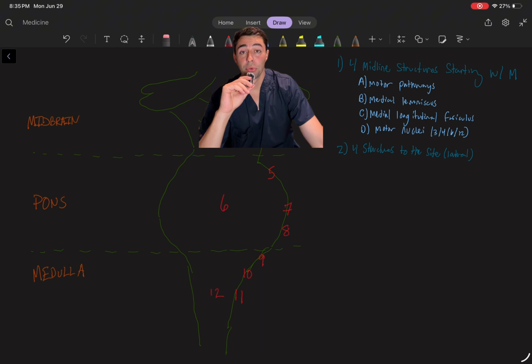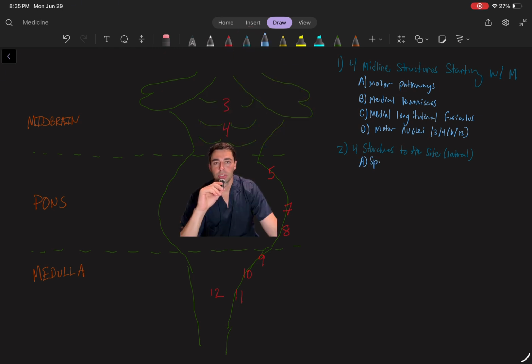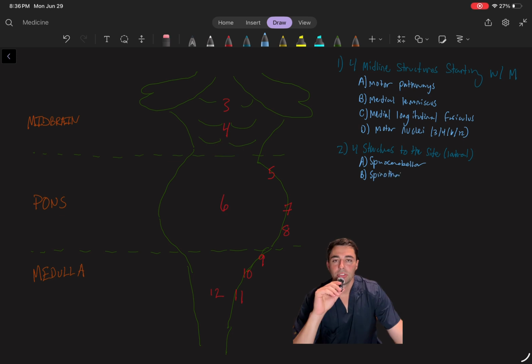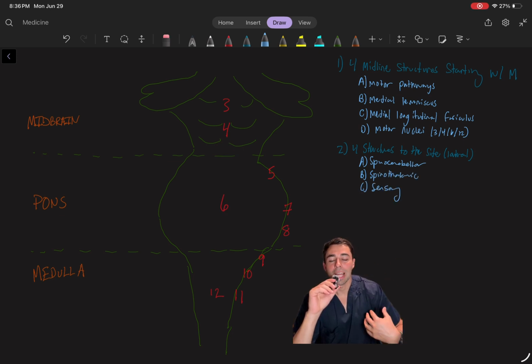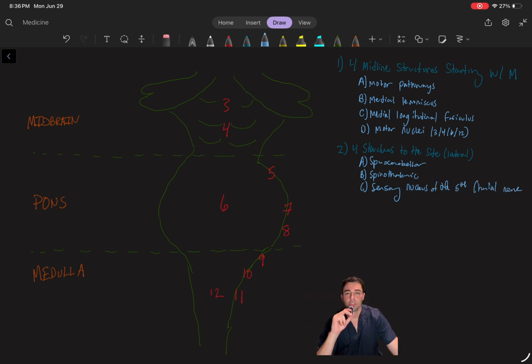Now for rule number 3, there are 4 lateral structures or side structures that begin with the letter S. The first of the side structures is the spinocerebellar pathway. A lesion here will cause ipsilateral same side ataxia or dysmetria. The second structure that starts with the letter S is the spinothalamic tract. This controls pain and temperature. So a lesion here will cause contralateral opposite side loss of pain and temperature.